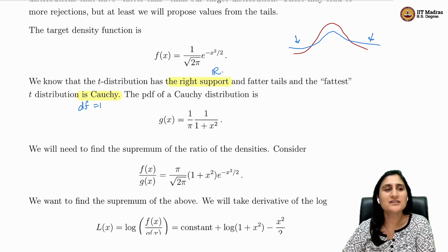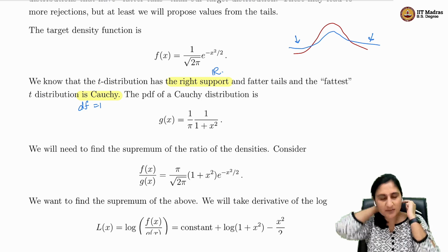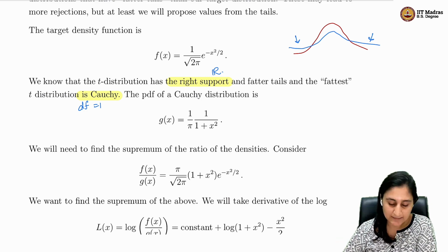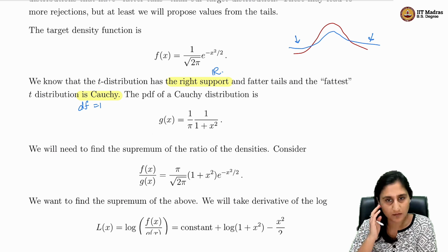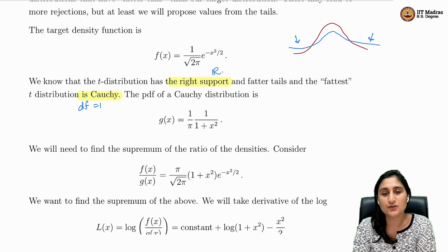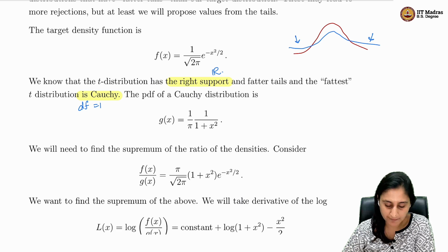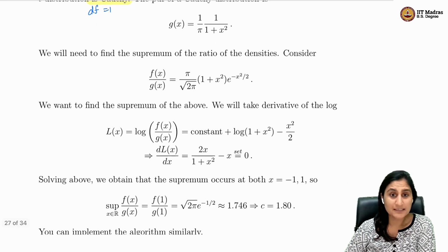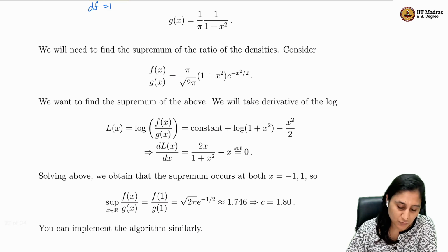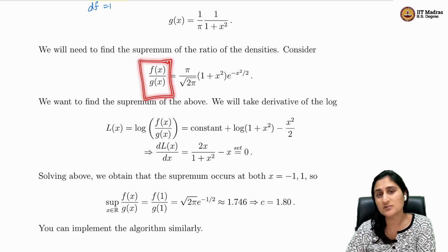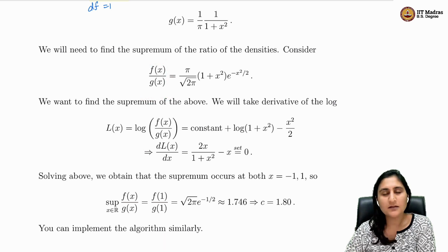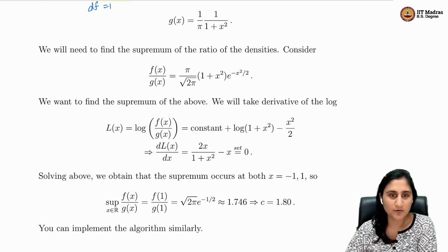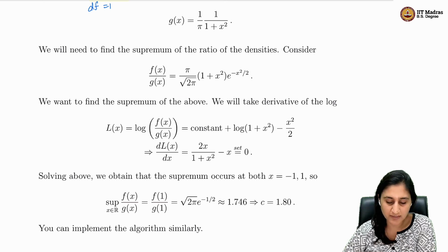Okay, so that means a reasonable proposal distribution for us to consider is the Cauchy distribution, for which the density is 1 by pi, 1 by 1 plus x squared. Okay, and we want to find the supremum of the ratios of the densities. That's what we want to find, the C. So I want to find the sup of f by g over my whole space, x in R. But before I find the sup, I want to look at what f by g looks like. And f by g looks like pi by square root 2 pi, 1 plus x squared, e to the power minus x squared by 2.